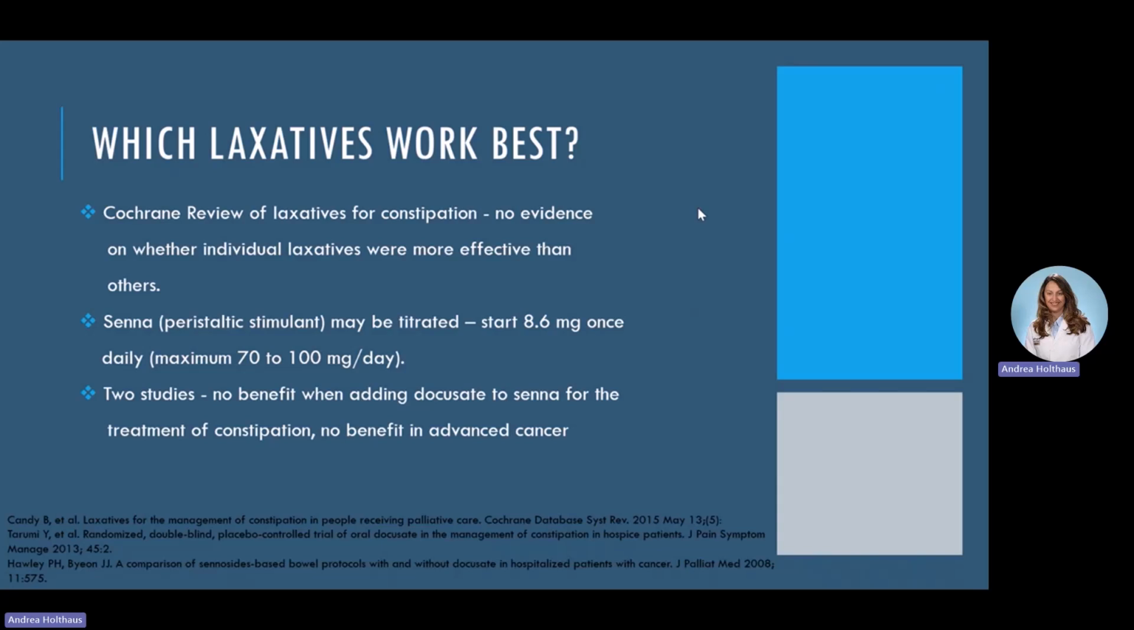There are two studies that showed that there was no benefit when adding Docusate to Senna for the treatment of constipation in advanced cancer patients. So you'll see in our hospice patients, we don't add Colace or Docusate because it makes the stool too soft and difficult to pass.